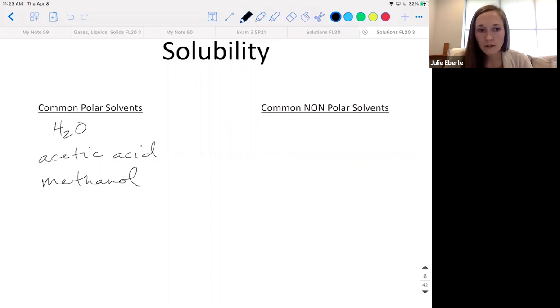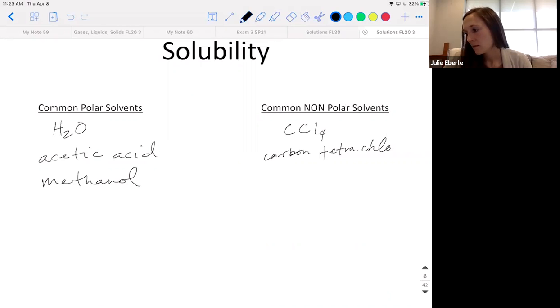But some nonpolar solvents that we haven't looked at is carbon tetrachloride. So the carbon chloride bonds are polar, right? But there's symmetry in this molecule. So all the dipoles cancel, which is why overall this solvent is nonpolar.